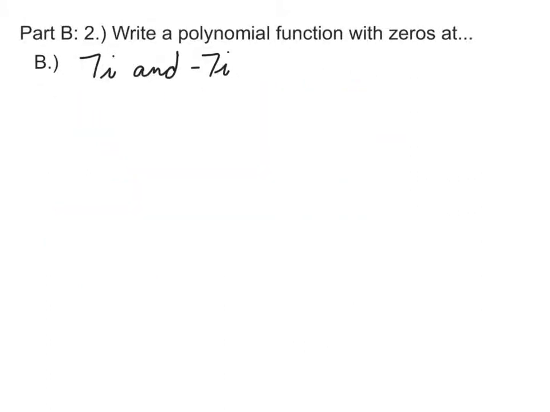Writing a polynomial function with complex roots, we're going to do the same thing. We can come up with a function name. This time I'll call it g of x for no particular reason. And since 7i is a 0, that means x minus 7i is a factor. And if negative 7i is a 0, then x minus negative 7i would be a factor. Now we just need to FOIL these.